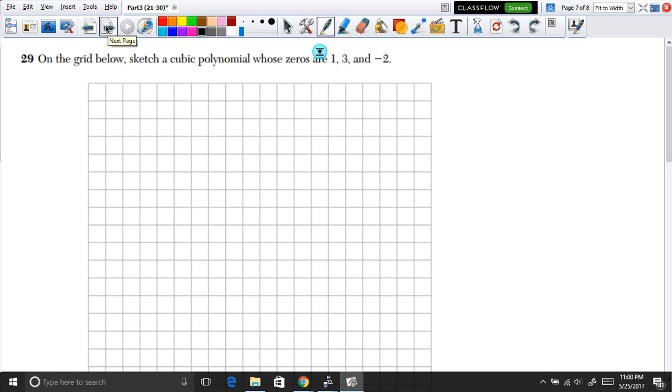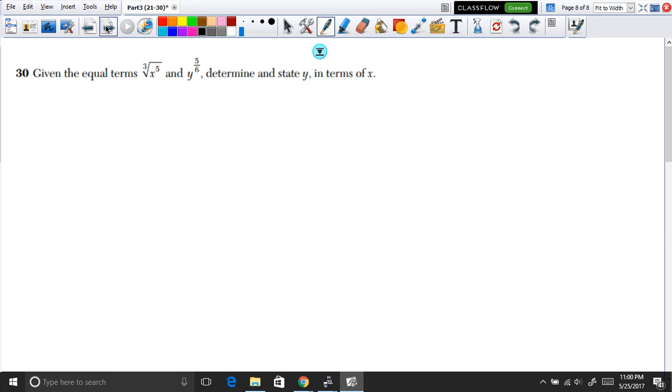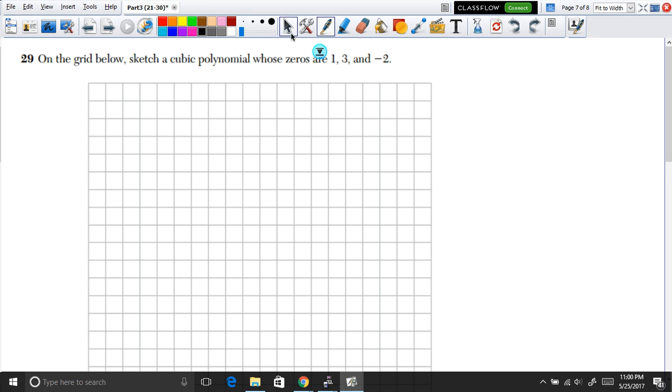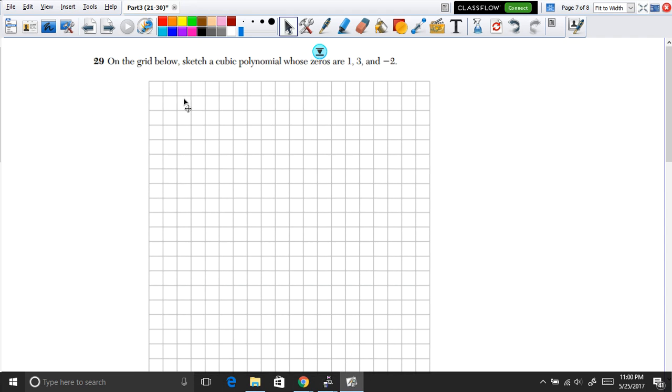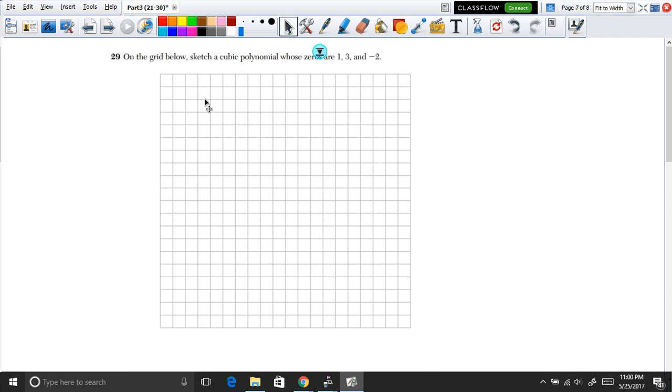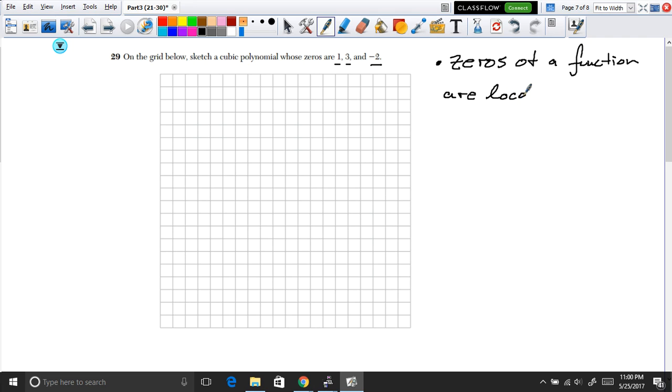Alright, so question 29 now. We're going fast now. Oops, we're not there yet. Let's go back. Okay, perfect. Question 29, and it says here, let me make this smaller so we can actually see it. On the grid below, sketch a cubic polynomial whose zeros are the following: 1, 3, and -2. Now, one thing that we need to remember is that the zeros of a function are always going to be located on the x-axis.